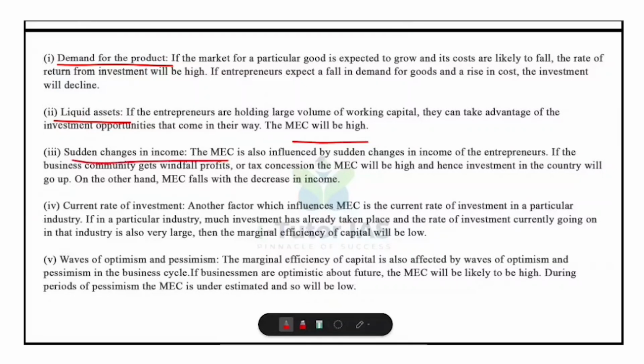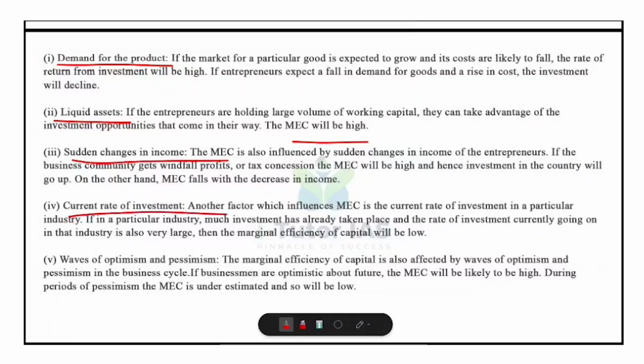Third factor, sudden changes in income. When entrepreneurs get windfall profit or unexpected gains like a lottery or tax concessions, their income and confidence increase and it will lead to a rise in MEC. If income falls or taxes increase, MEC falls. For example, if the government reduces corporate taxes, profit rises and MEC increases, and it will lead to a rise in investment.